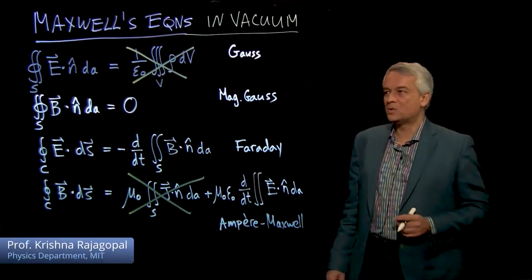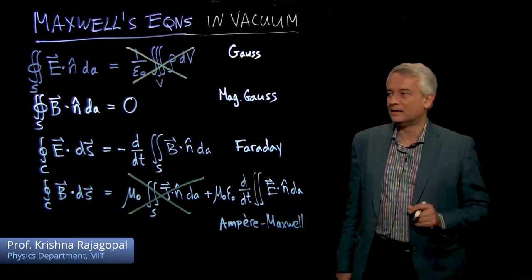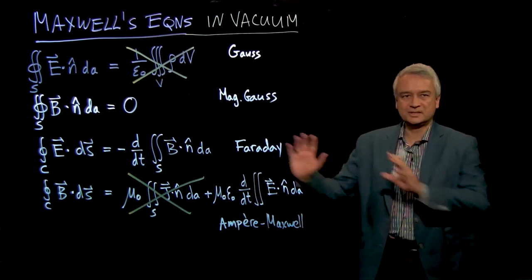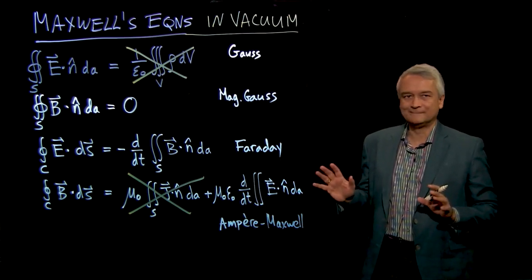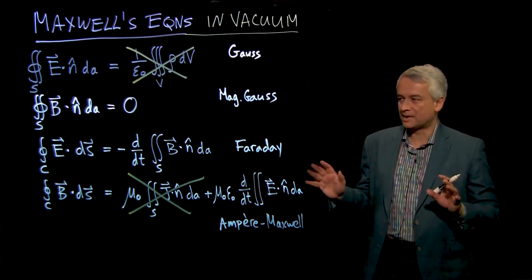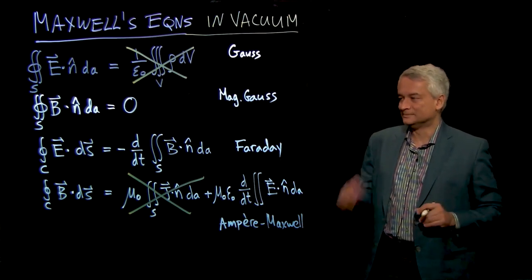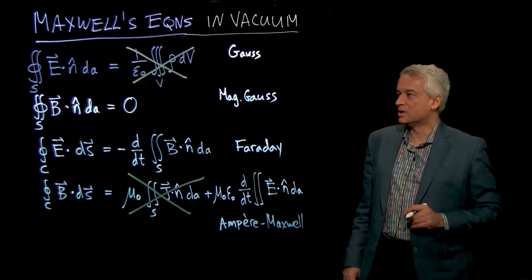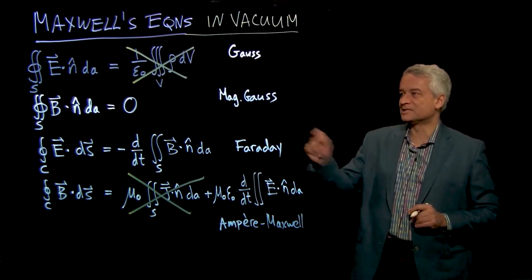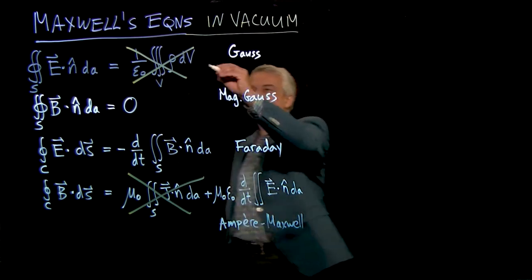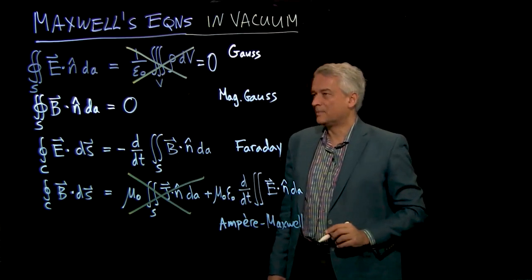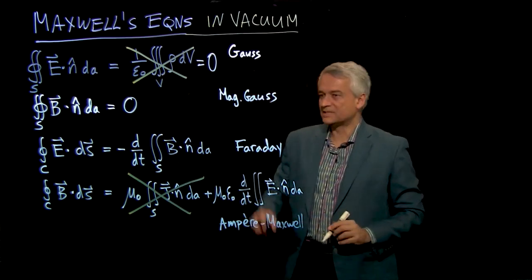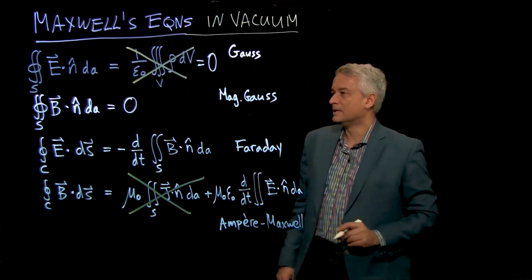Okay, so now I want to describe a solution to these equations, which we're going to do the full mathematics of a little bit later, but I'm going to describe what it looks like. So first of all, let's look at the equations for a second. And this first equation now, the right-hand side is just 0. So Gauss's law has become just as boring as magnetic Gauss's law.